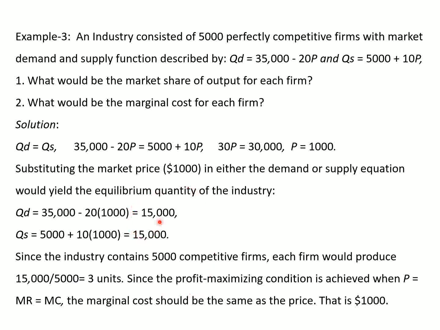Here 15,000 is the market demand and the market supply. There are 500 perfectly competitive firms in the market. To get each firm's quantity of production, we divide the market quantity by the number of firms, that is 3 units. Since the profit maximization condition is achieved when P equals marginal revenue equals marginal cost, the marginal cost should be the same as the price, that is 1,000.